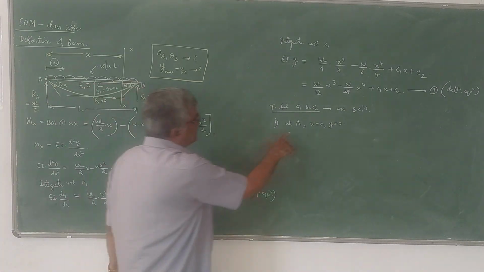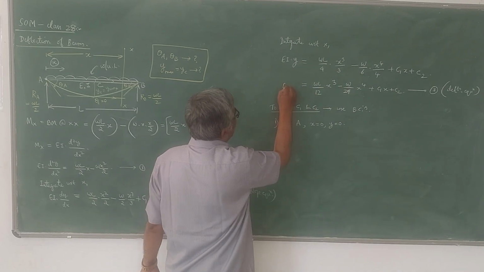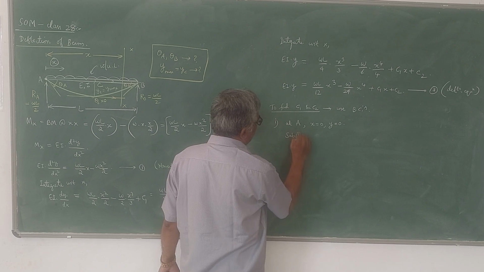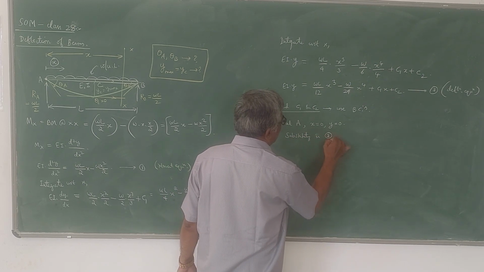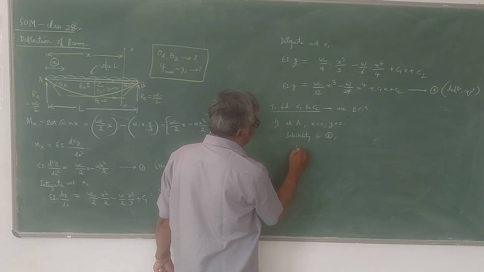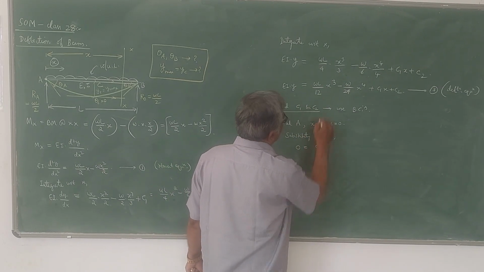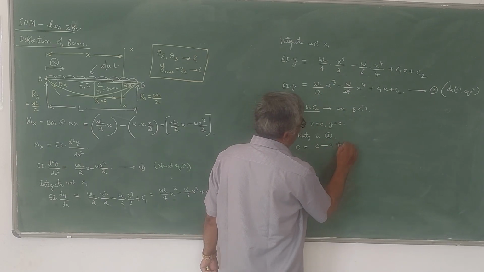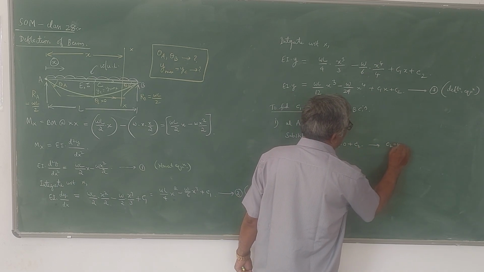Now I have to use this in equation 3, because EI into y is there in equation 3. So substituting in equation 3, LHS becomes 0 because y is 0. On the RHS the first term will be 0 because x is 0, the second term is also 0, the third term is also 0, and the fourth term is C2. So from this you get C2 equal to 0.